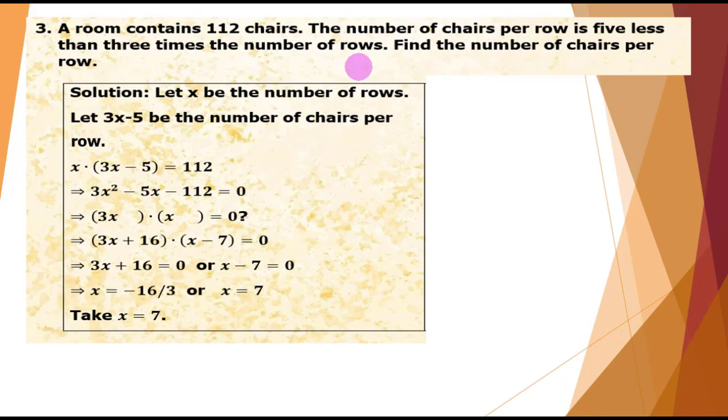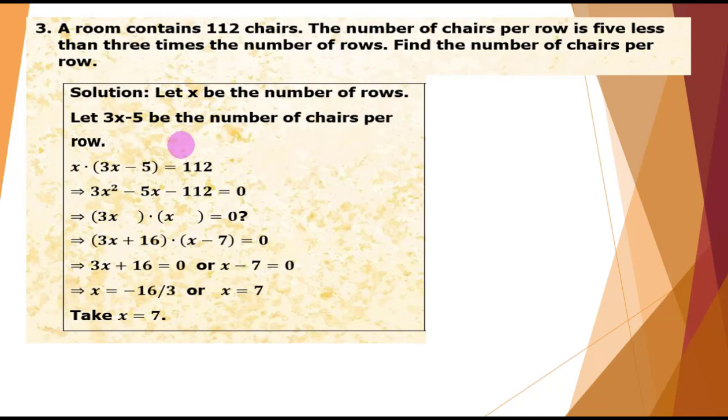So when that is the case, let x be the number of rows, so that the number of chairs per row will be in terms of x. It says that the number of chairs per row is 5 less than 3 times the number of rows. Whatever that is, in this case it's x, the number of rows. So we have 3 times x, less that by 5, is the number of chairs per row.